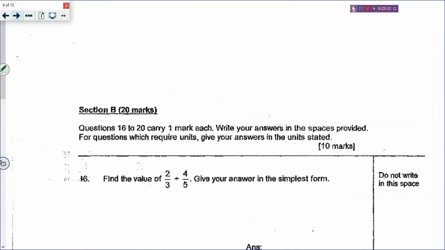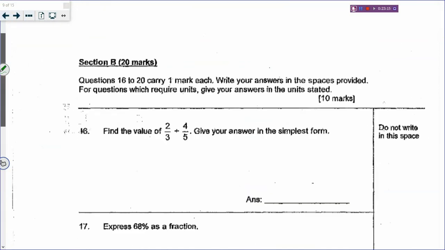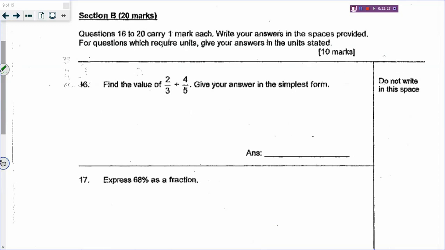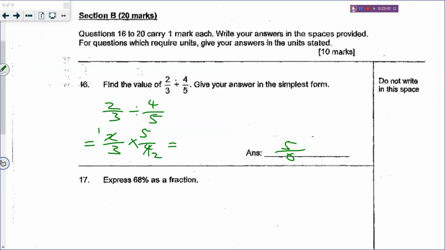Now let's go to your question 16, which is the easy question. For question 16, your answer is 5 over 6. And how do we get 5 over 6? I think that is a divide. So you have 2/3 divided by 4/5. Again, you need to remember how to divide. Keep the first number, change the divide to times, and flip upside down. Then you cancel. Divide by 2 and divide by 2. You get 2. And then you circle those numbers you did not cancel, and you multiply them.